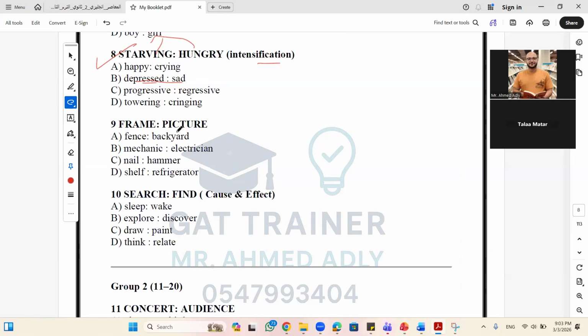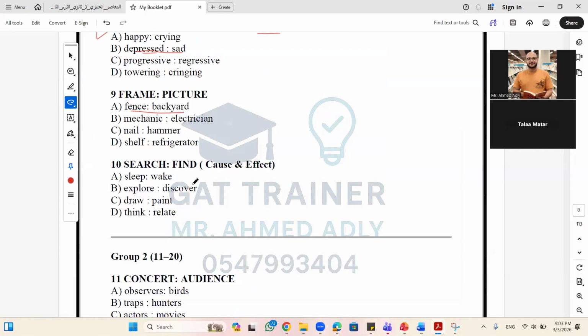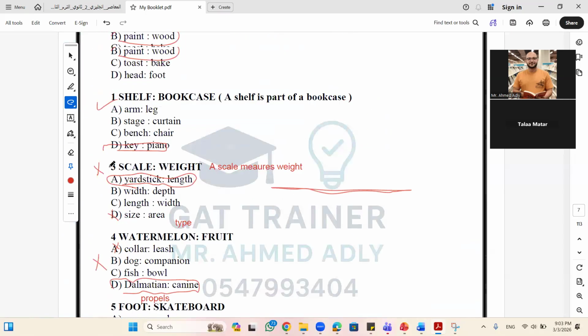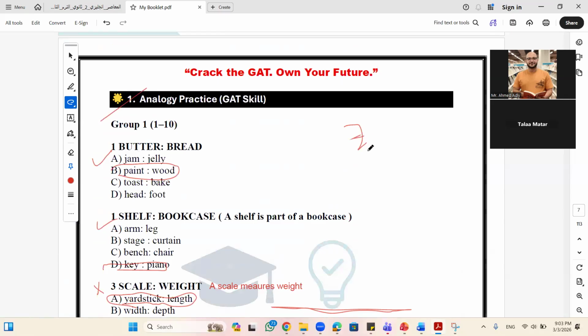Frame and picture. Fence and backyard. So here, a frame surrounds a picture, like a fence surrounds a backyard. Search and find. Explore and discover. Perfect. We search to find, so we explore to discover. Okay, let's see the first group of words. One, two, three. Okay, you get 7 out of 10.